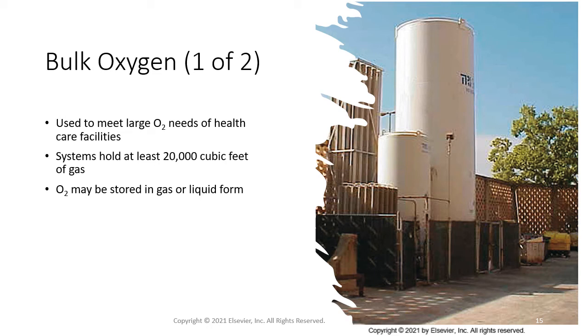Bulk oxygen. Pictured here is a bulk oxygen storage facility. Bulk oxygen is used to meet large oxygen needs of healthcare facilities. Systems often hold at least 20,000 cubic feet of gas. Oxygen may be stored in either gas or liquid form, but liquid storage is the most common. When needed, the oxygen flows from the central source throughout the facility through a piping system with outlets conveniently located throughout the hospital.